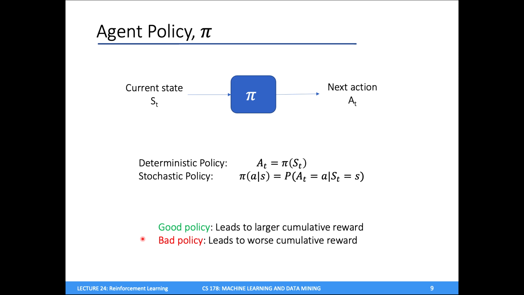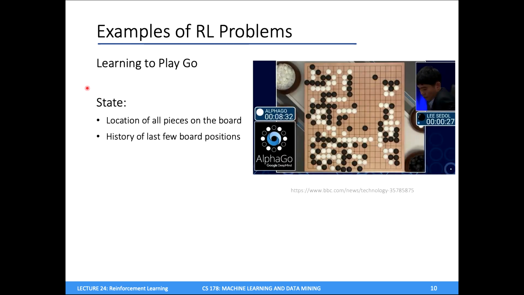And over the course of the next few lectures, we're going to see lots of very specific examples of how you set these problems up and how you can actually get agents to learn what actions to take. But let's look at a few examples of actual RL problems out there in the world. So a really nice one is learning to play the game of Go.